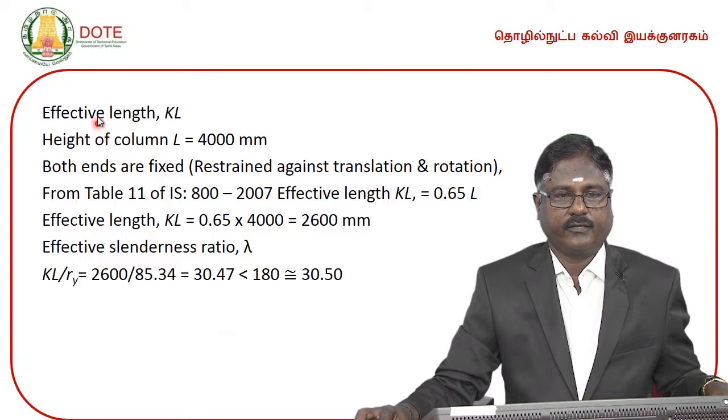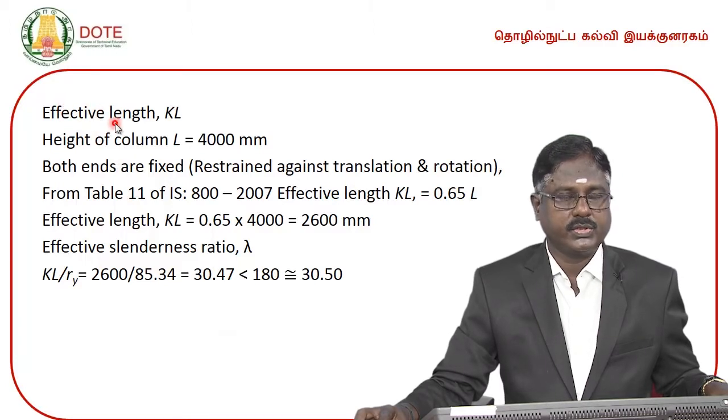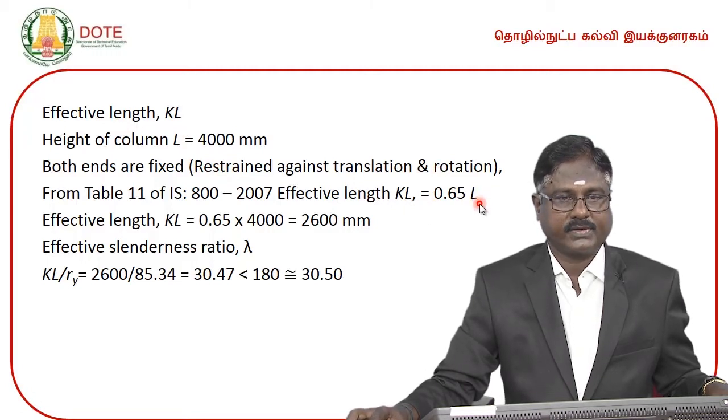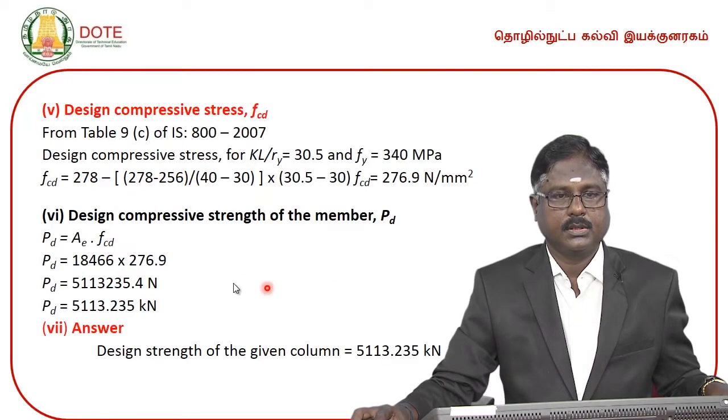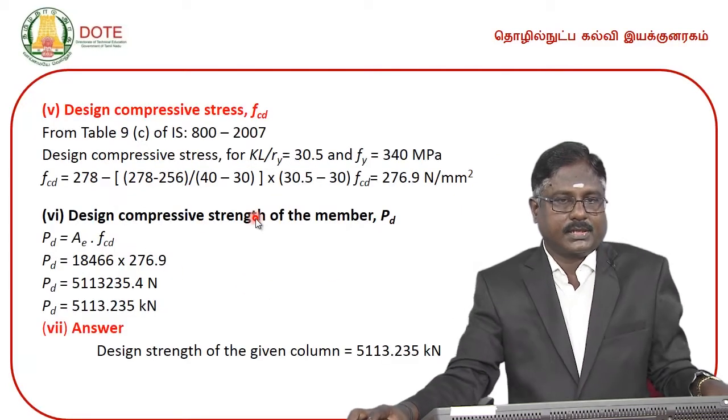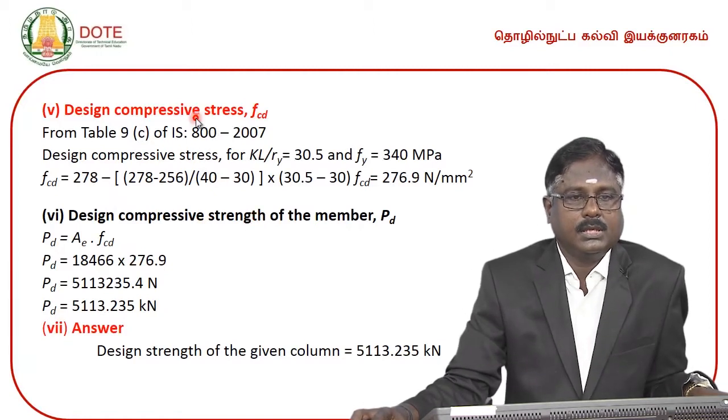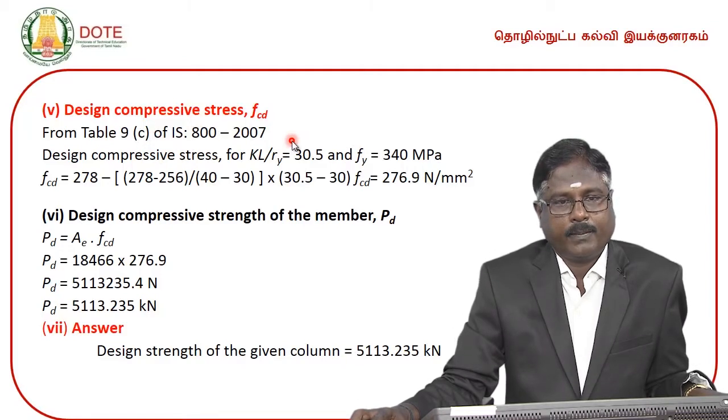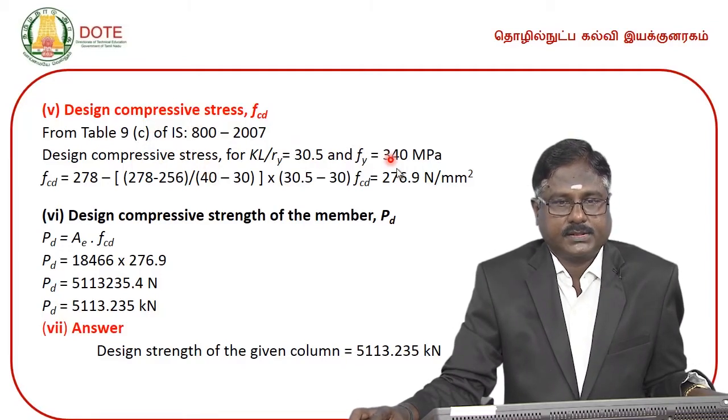And for the calculation of slenderness ratio we need to have the value of effective length. So, for the end conditions given, effective length is found to be 0.65 L. So, effective length is this much and effective slenderness ratio is this much, and with the help of the effective slenderness ratio and the buckling class, refer to table 9C of IS 800 2007 and pick the value of FCD.